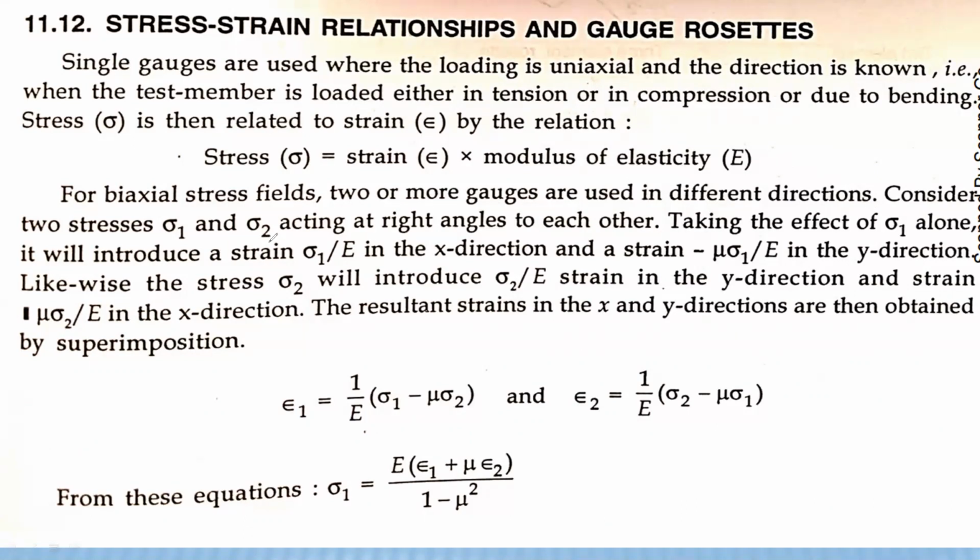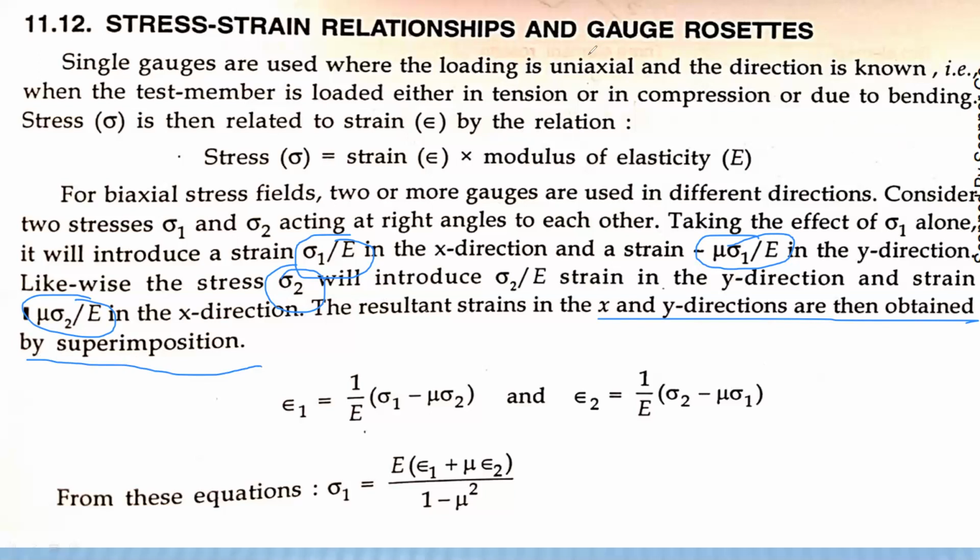Consider two stresses, sigma 1 and sigma 2, acting at right angles to each other. Taking the effect of sigma 1 alone, it will introduce a strain sigma 1 by E in the x direction, and a strain mu sigma 1 by E in the y direction. Likewise, stress sigma 2 will introduce a strain sigma 2 by E in the y direction, and a strain mu sigma 2 by E in the x direction. The resultant strains in the x and y directions are then obtained by superimposition.